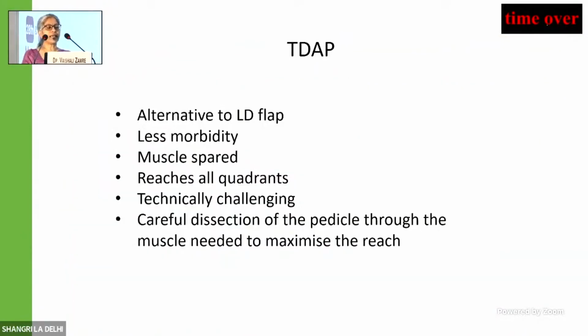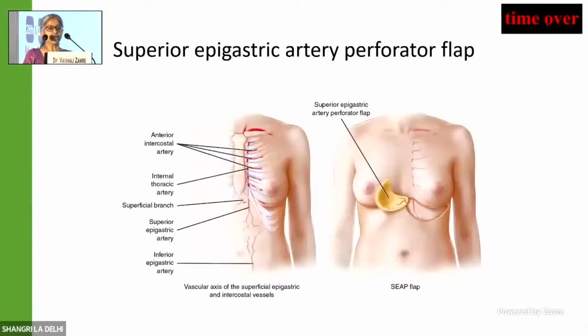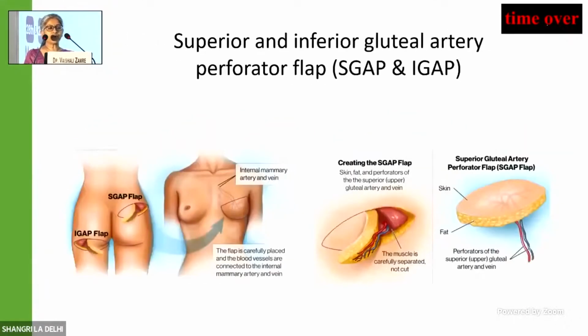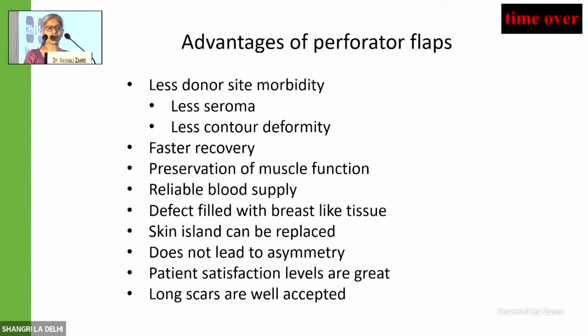So TDAP is an alternative to the latissimus dorsi flap. Because the LD muscle is spared, it leads to less morbidity, and it reaches all quadrants. However, it is technically challenging and you have to be very careful while dissecting the pedicle through the muscle. So these are other flaps. I'm not going to talk about the post-mastectomy.